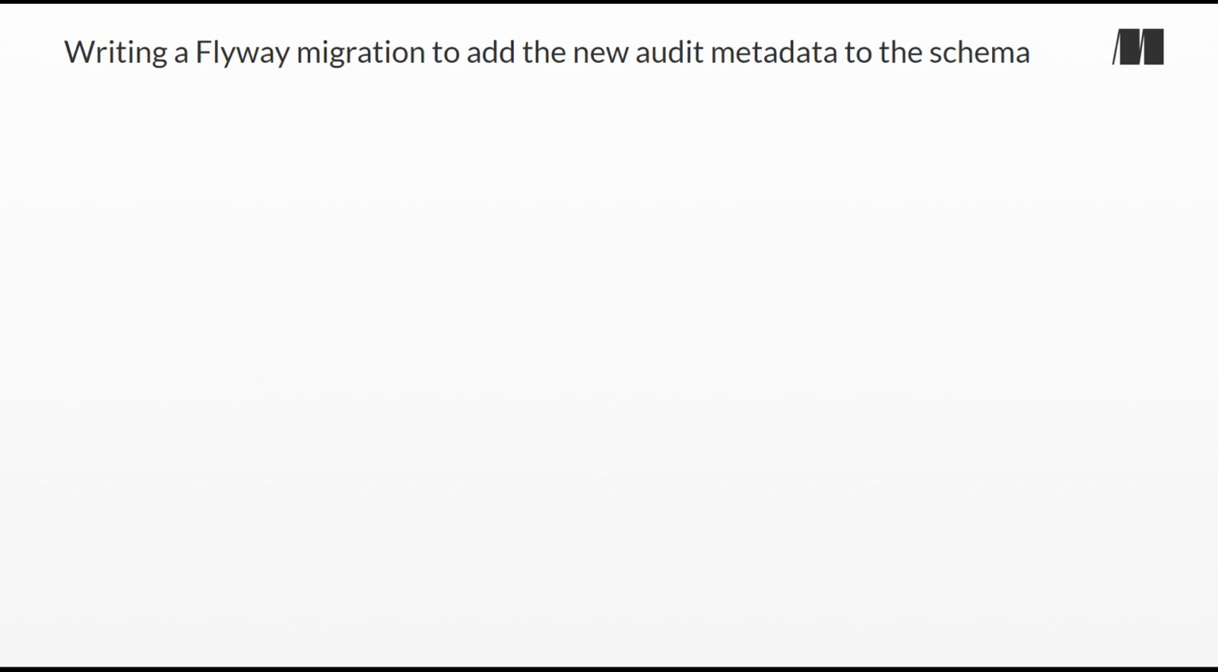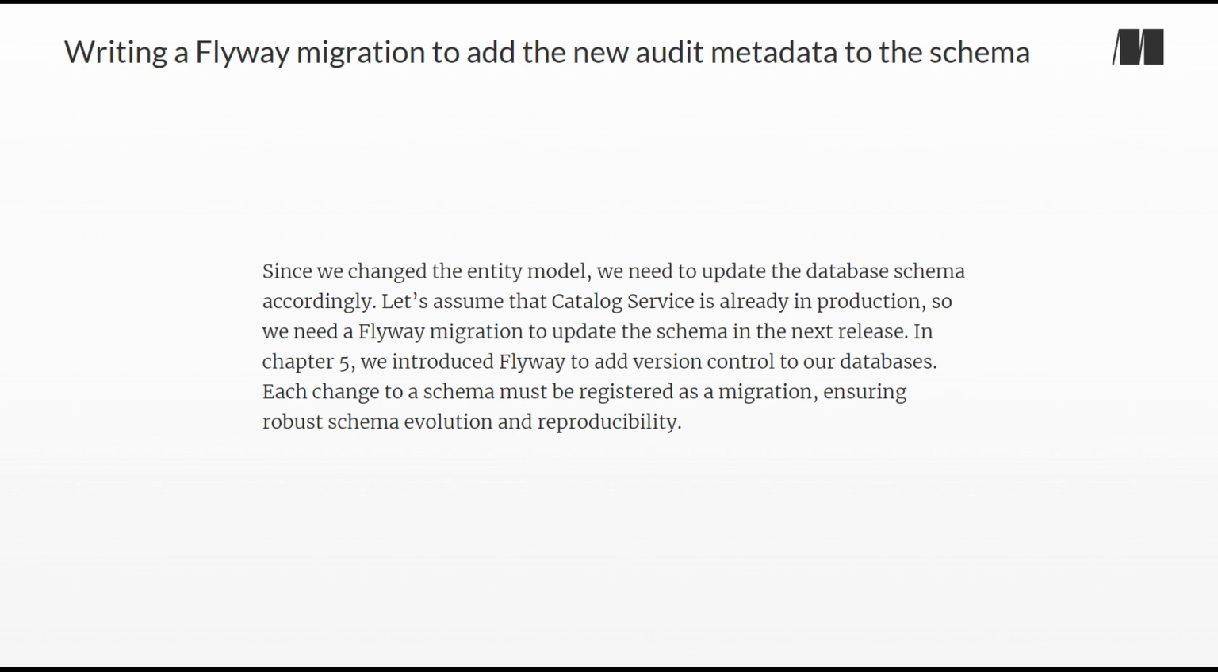Writing a Flyway migration to add the new audit metadata to the schema. Since we changed the entity model, we need to update the database schema accordingly. Let's assume that Catalog Service is already in production, so we need a Flyway migration to update the schema in the next release. In Chapter 5, we introduced Flyway to add version control to our databases. Each change to a schema must be registered as a migration, ensuring robust schema evolution and reproducibility.